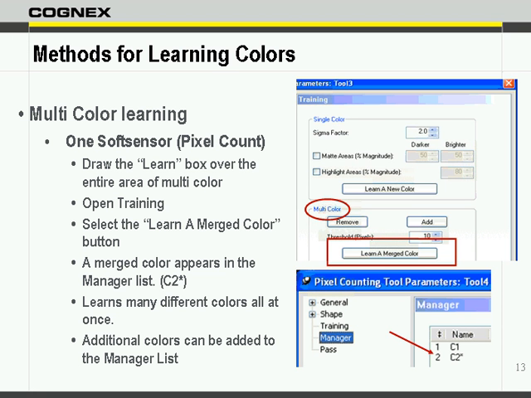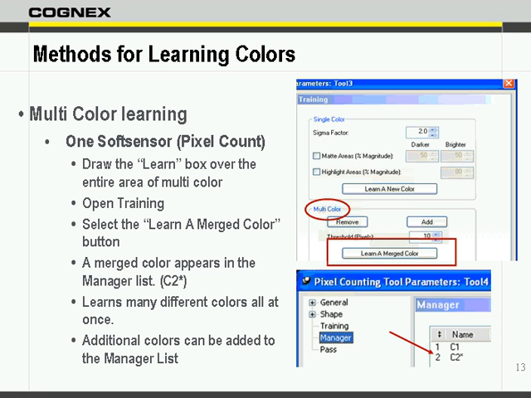For practical reasons, this is most of the time the choice when we're doing pixel counting color applications, be it for classification or identification or presence-absence applications and so on. In this case, because we don't have to worry about sigma factors or matte areas or highlight areas, we just learn all the colors that are present. That's practical.